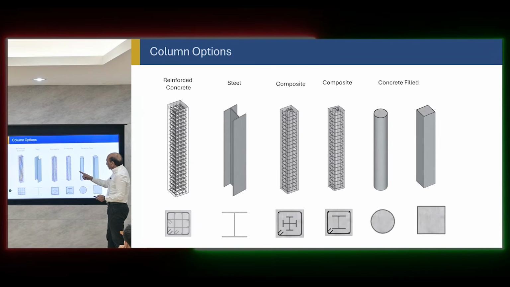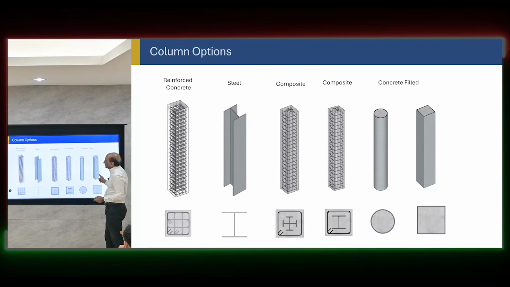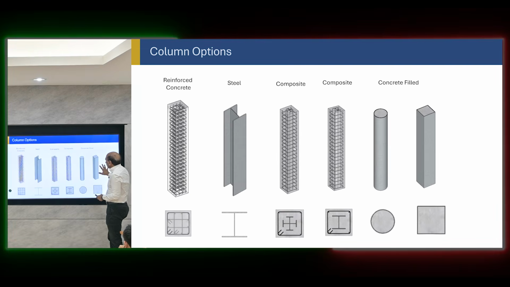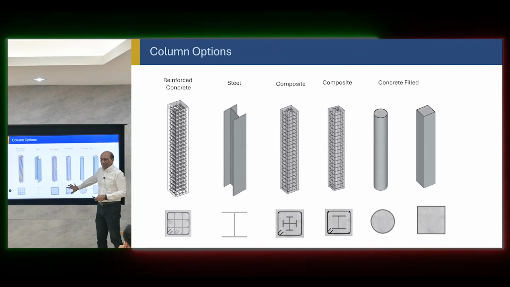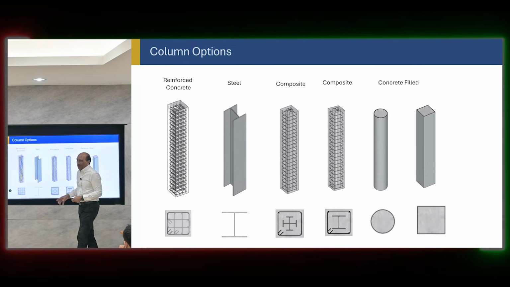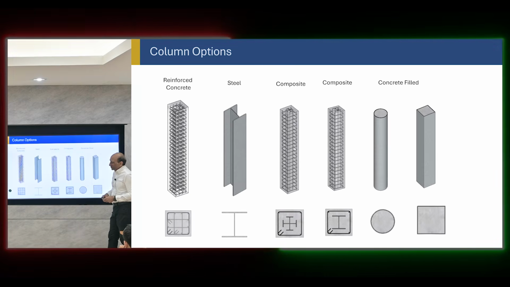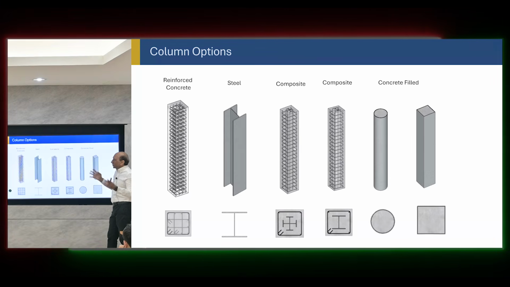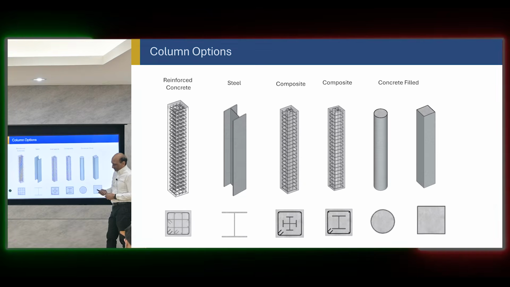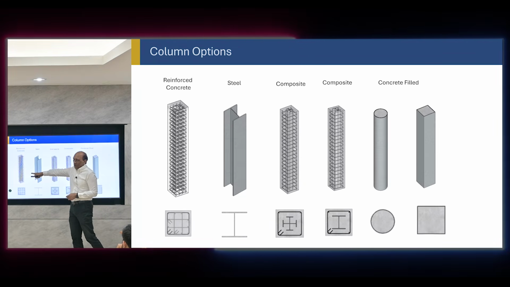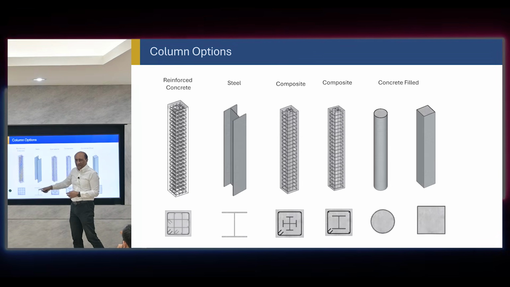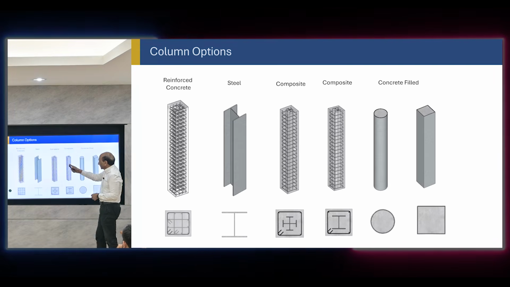Then column. This is where one of the major decisions will lie: which column type to use. And as I mentioned to you, composite is where people will be going more because it is space efficient and also cost efficient. Not cost efficient actually, but overall cost is less if you look at the whole cost of the structure, not only of the column. Cheapest is still reinforced concrete. If you just compare cost per cubic meter of the concrete, this is still going to be the cheapest. Steel is very expensive still.